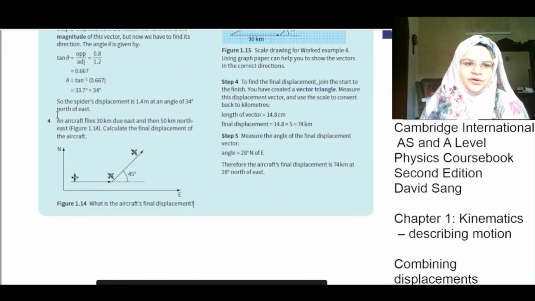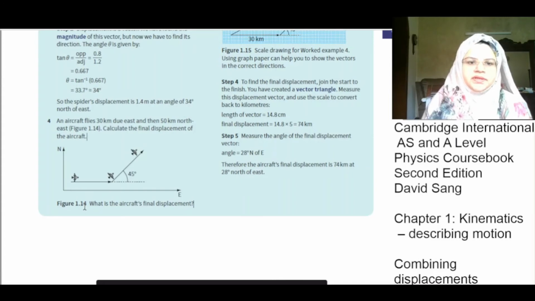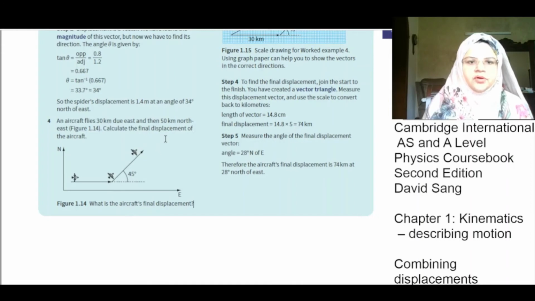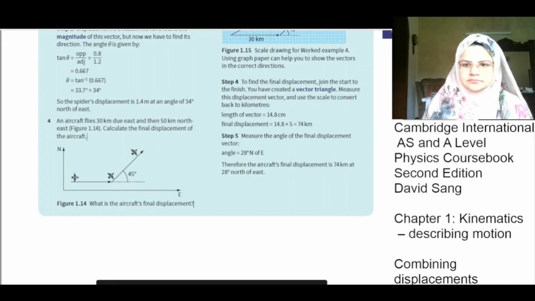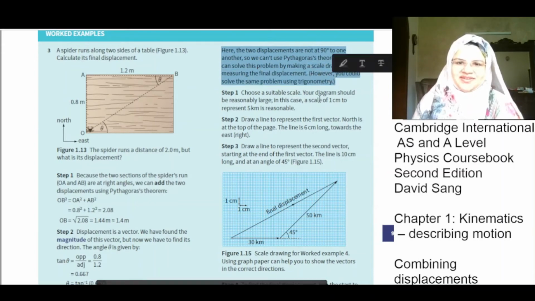Worked example 4. An aircraft flies 30 km due east and then 50 km northeast, figure 1.14. Calculate the final displacement of the aircraft. What is the aircraft's final displacement? It travels 30 km east and then 50 km northeast. Here the two displacements are not at 90 degrees to one another, so we cannot use Pythagoras theorem. We can solve this problem by making a scale drawing and measuring the final displacement. However, you could solve the same problem using trigonometry.